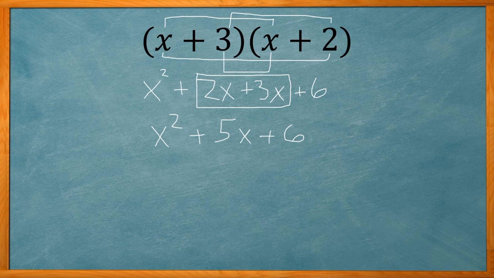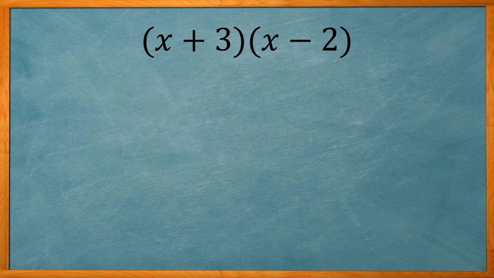All right, let's take a look at another example. Okay, so this is slightly different. We have x minus 2 instead of x plus 2. That's going to be the same method, x times x gives us x squared. x times negative 2 gives you negative 2x. Then we got 3 times x, so plus 3x. And then 3 times negative 2 gives us negative 6. So remember, when we have a negative in any of these spots, we need to use that in our multiplication. So we had x times negative 2, and we had 3 times negative 2.